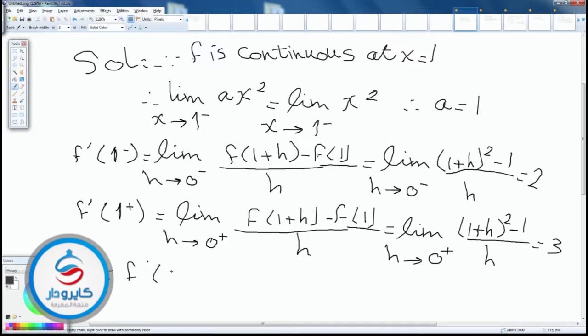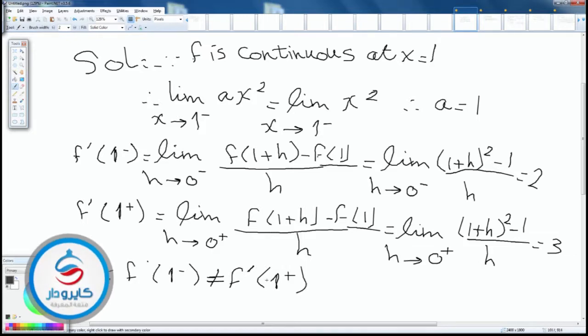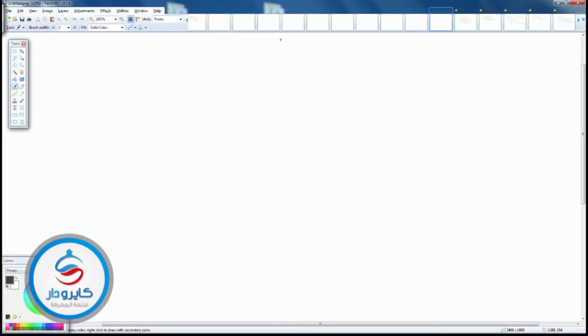Since f dash of 1 minus doesn't equal f dash of 1 plus, therefore f of x is not differentiable at x equals 1. Question number 7.